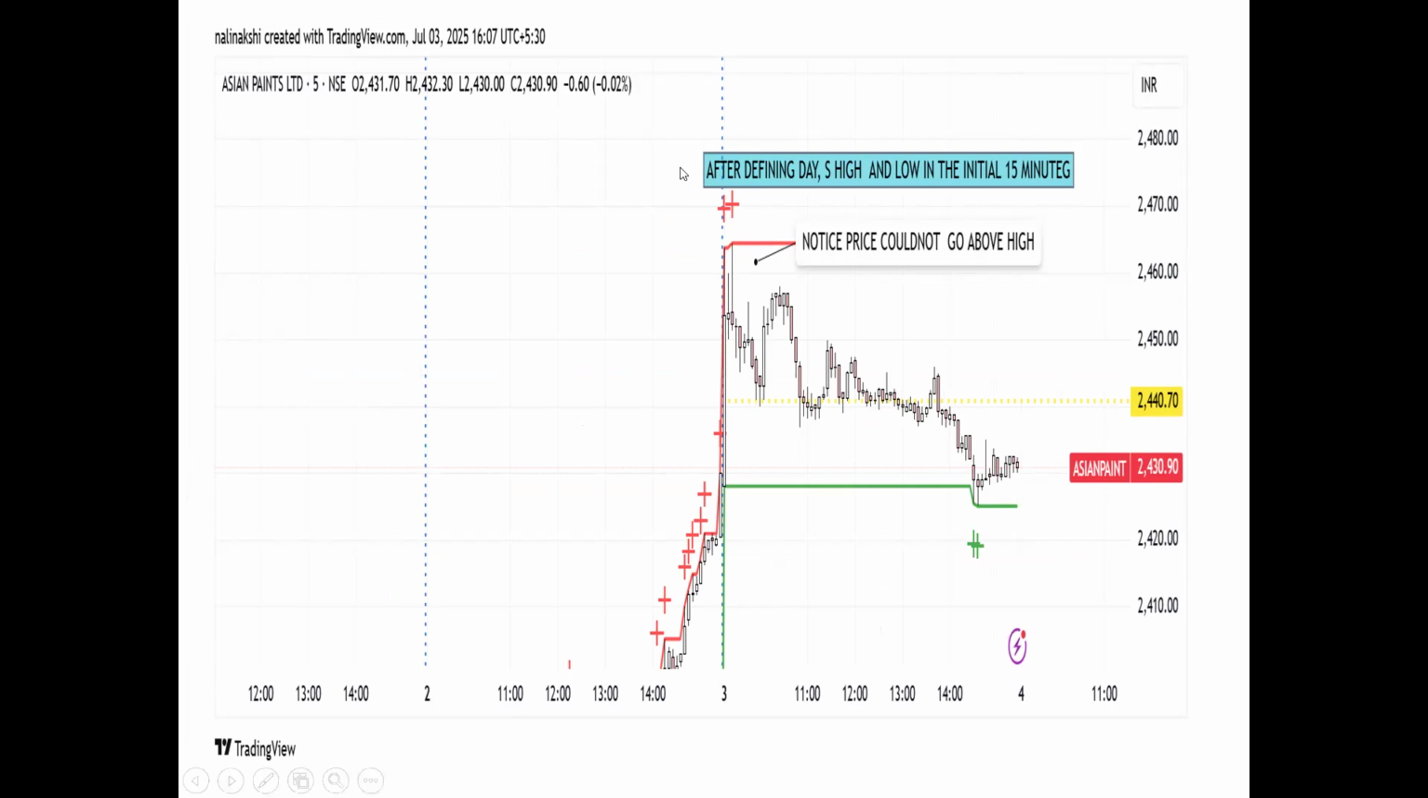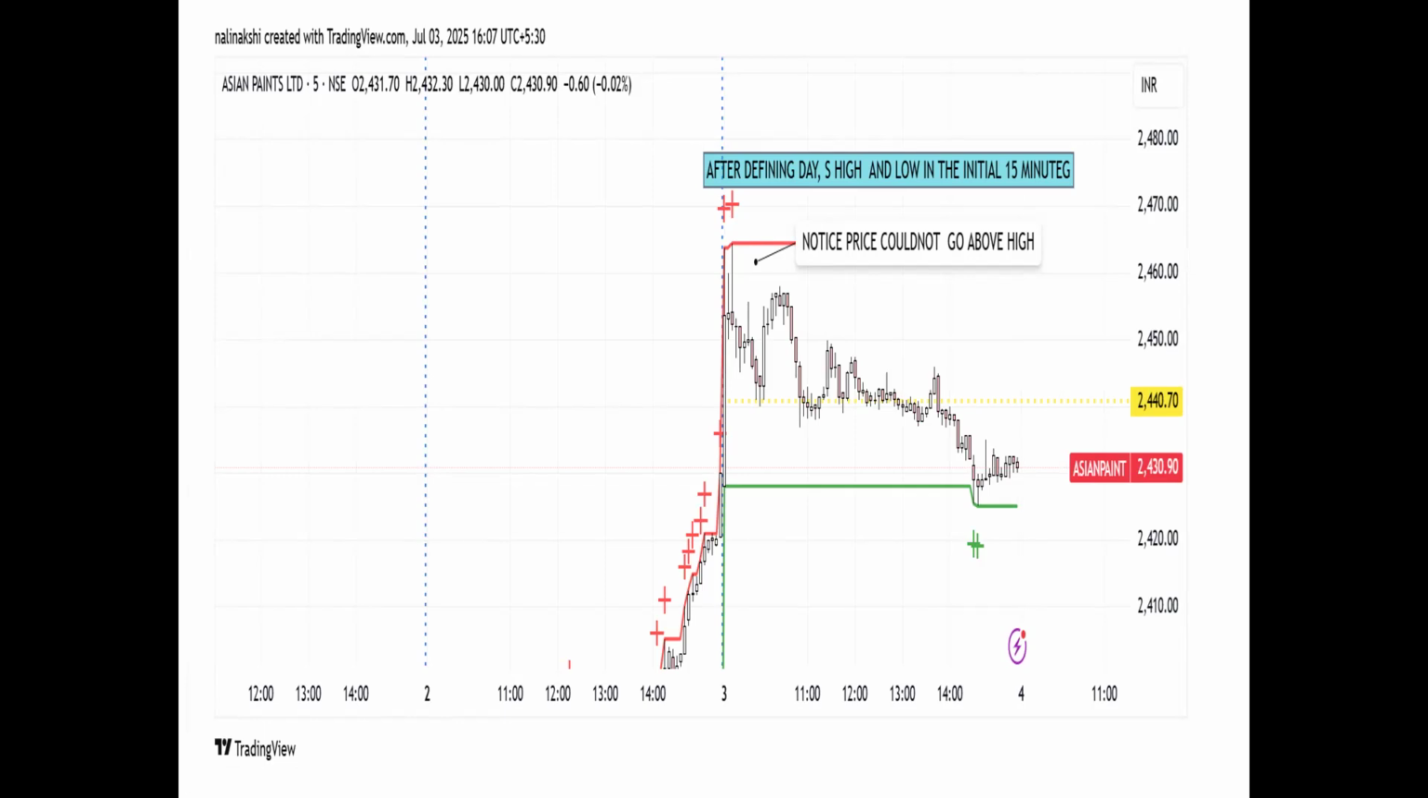In the next chart, I am showing you Asian Paints, how you can trade. Actually, Asian Paints made a big, huge 5-minute candle, defining the low and high within 10 minutes of the opening bell. That is from 2430 to 2470. What is the range actually? 40 points range, that is 2% within a single candle. And day high was defined, and from there the market started rejecting from this level.